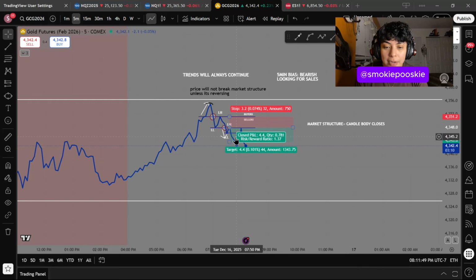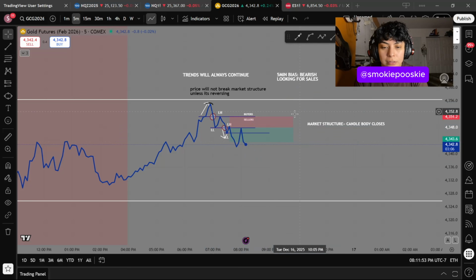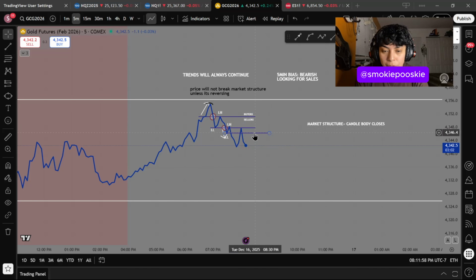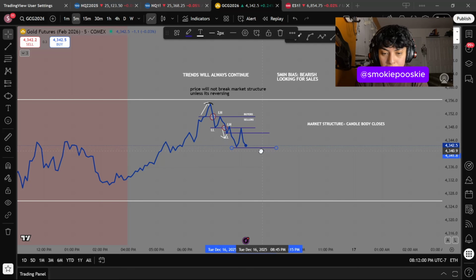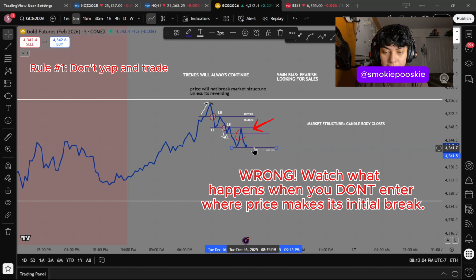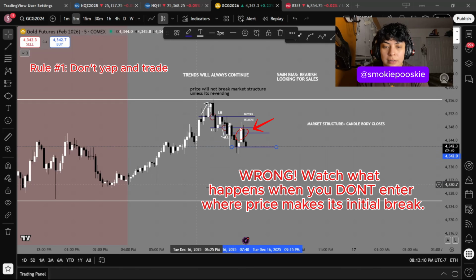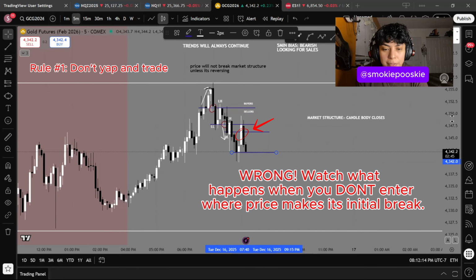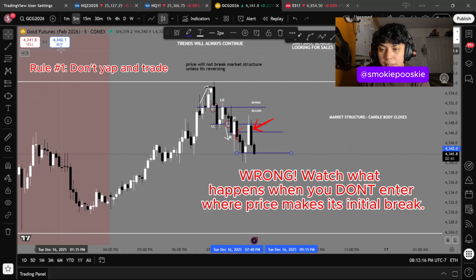Anyway, right here, we're back at this level. So let's try to get an entry, right? We're going to want to enter somewhere right here. When price gets to this level, we're going to want to sell. And so let's go back to where the candle is, and then we can see that price starts to make, oh, we can sell.